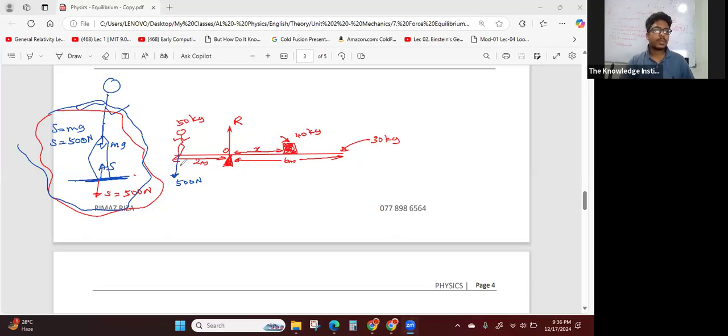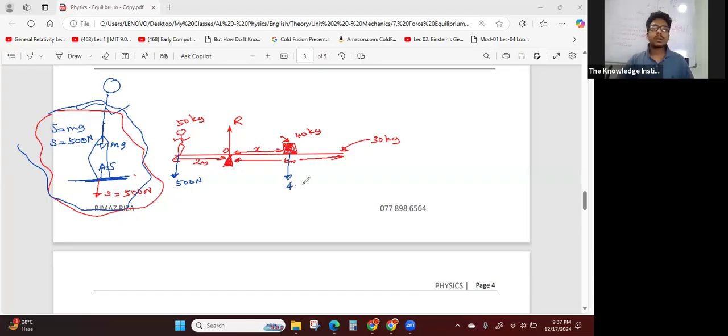So here there will be a normal reaction force. Because of the boy's weight, his leg pushes the plank downward with a force of 500 Newton. And similarly, to this weight, here it will be downward 400 Newton.